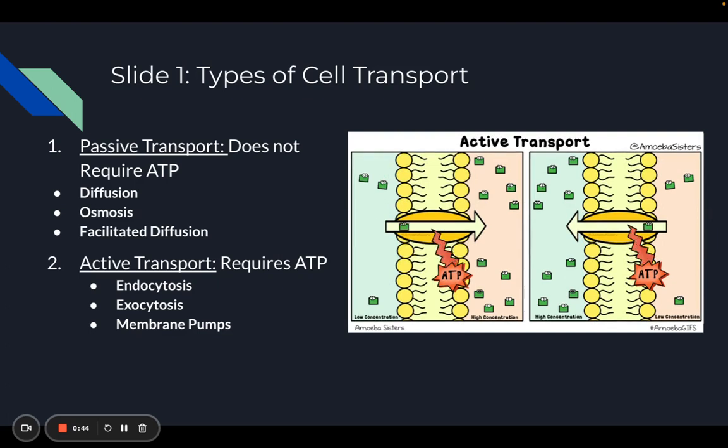Active transport will require cellular energy or ATP to move substances from an area of low concentration to an area of high concentration. Some examples of active transport are endocytosis, exocytosis, and membrane pumps.